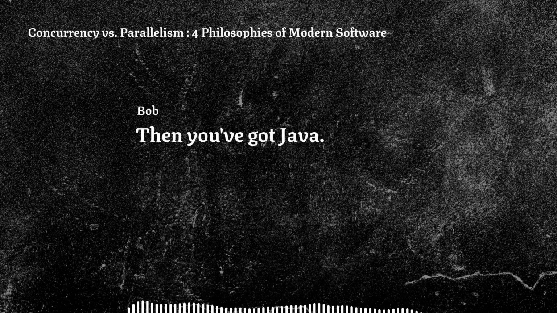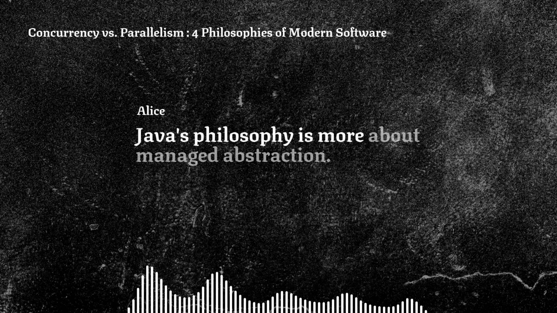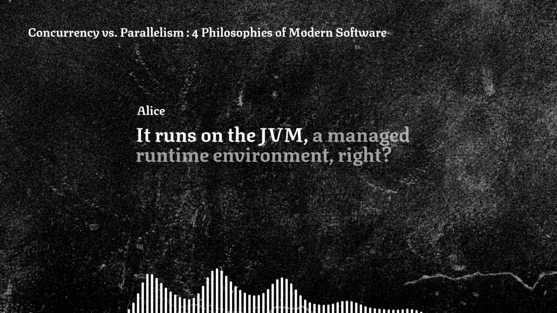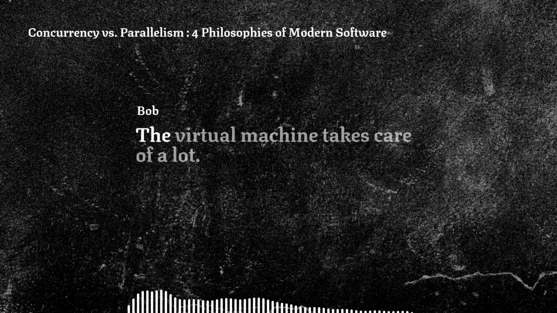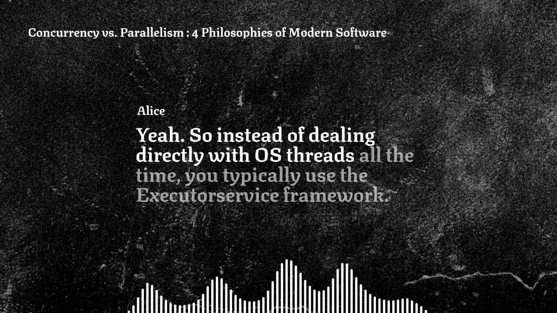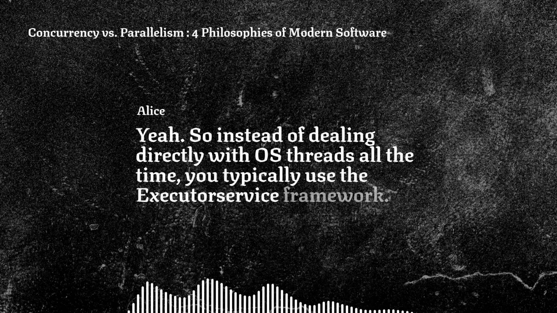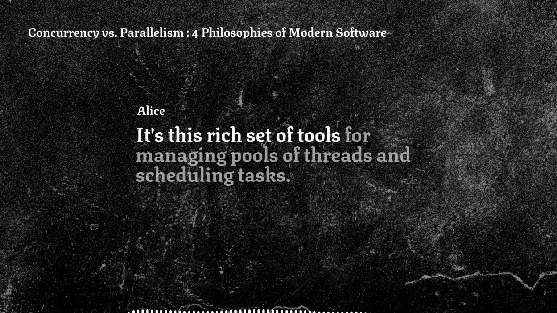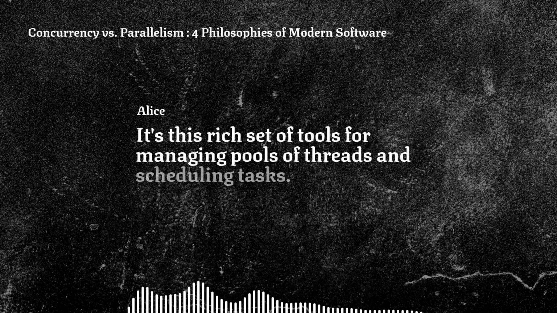Then you've got Java. What's its angle? Java's philosophy is more about managed abstraction. It runs on the JVM, a managed runtime environment. Right, the virtual machine takes care of a lot. Yeah. So instead of dealing directly with OS threads all the time, you typically use the ExecutorService framework. It's this rich set of tools for managing pools of threads and scheduling tasks.